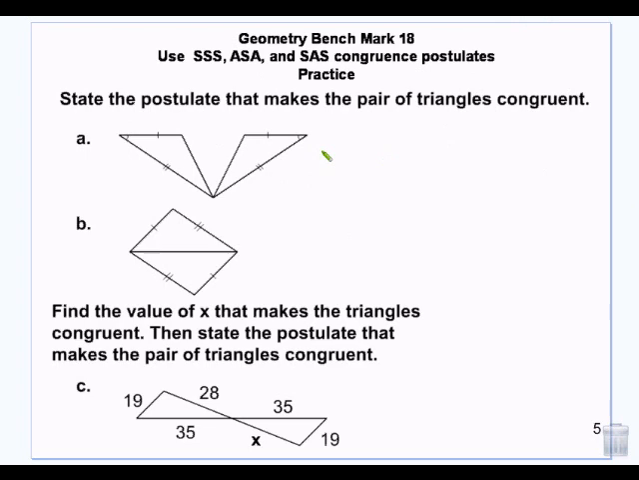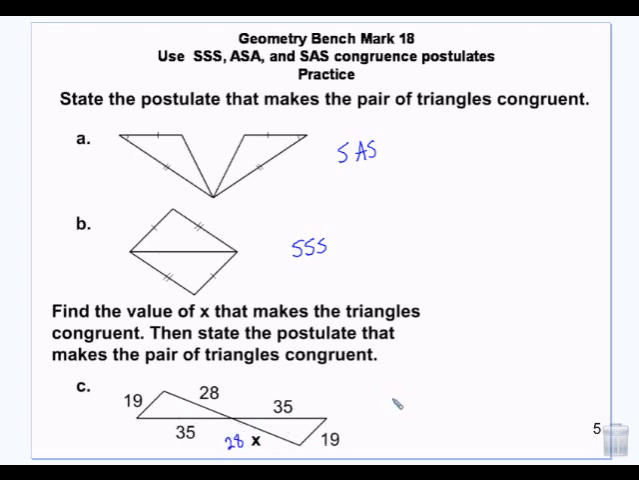Anybody on this first one? Side, angle, side, because we have the side and then the angle and then the side. And then what do I need this x to be to make these two triangles congruent? 28.